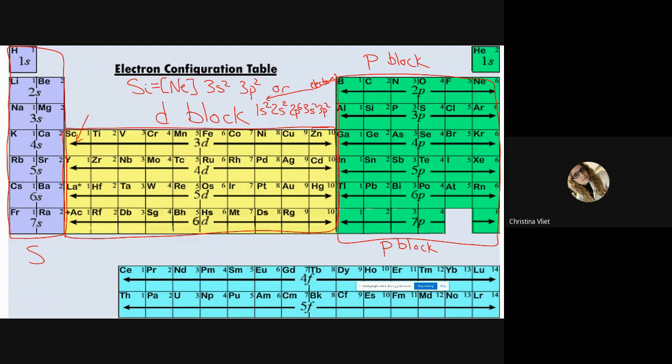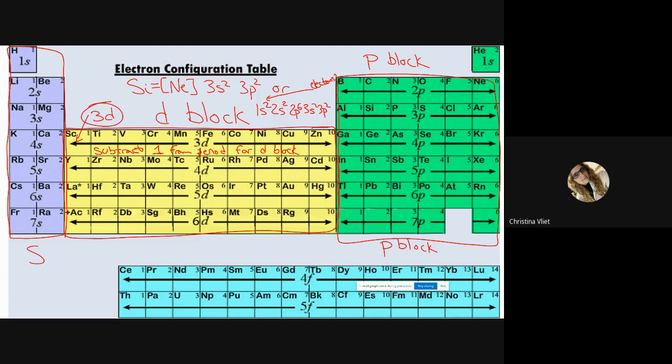actually not 4D, it's actually 3D. And this is because 3D has more energy than 4S. You have to subtract 1 from the group for the energy level. So it's subtract 1 from the period, for the D block. And it's always like that. And thankfully you don't have F, so you don't have to worry about it. But you do have to worry about D.